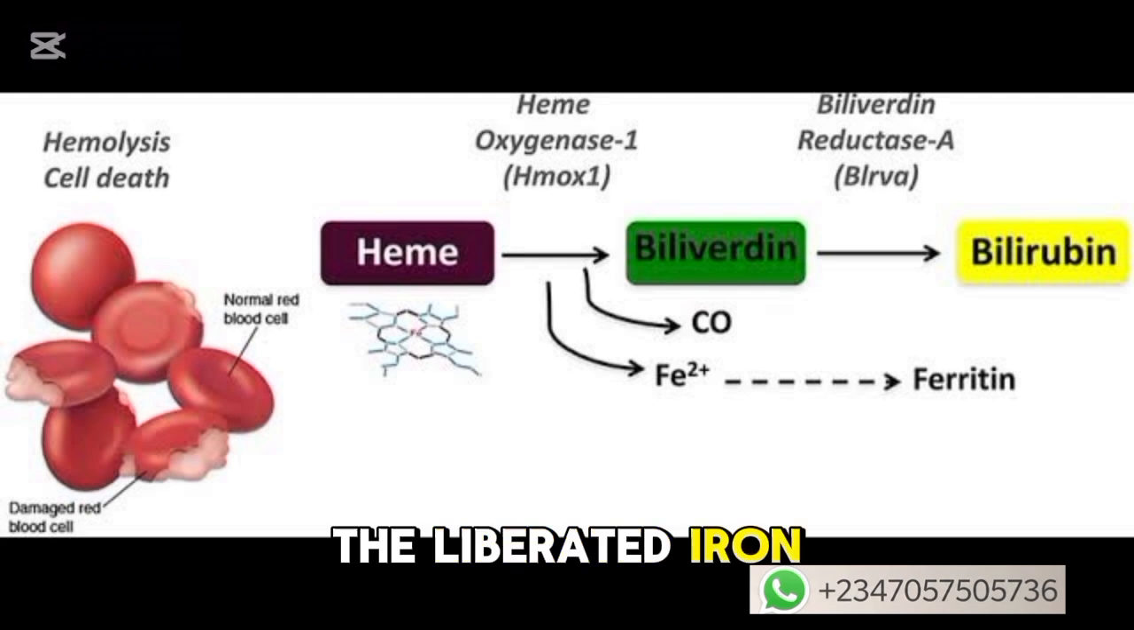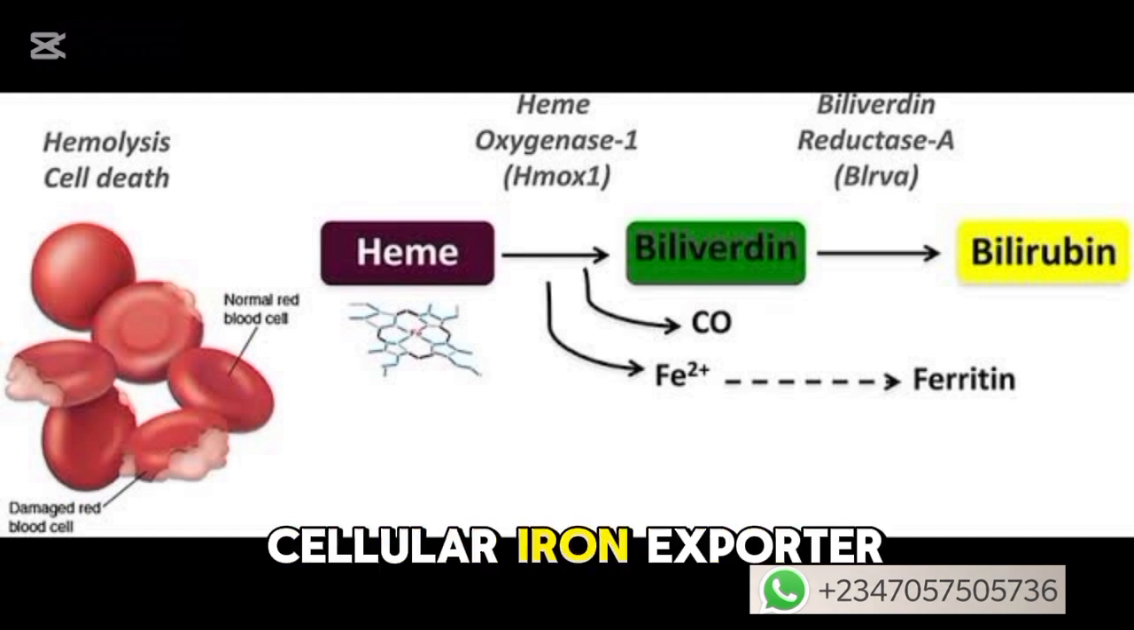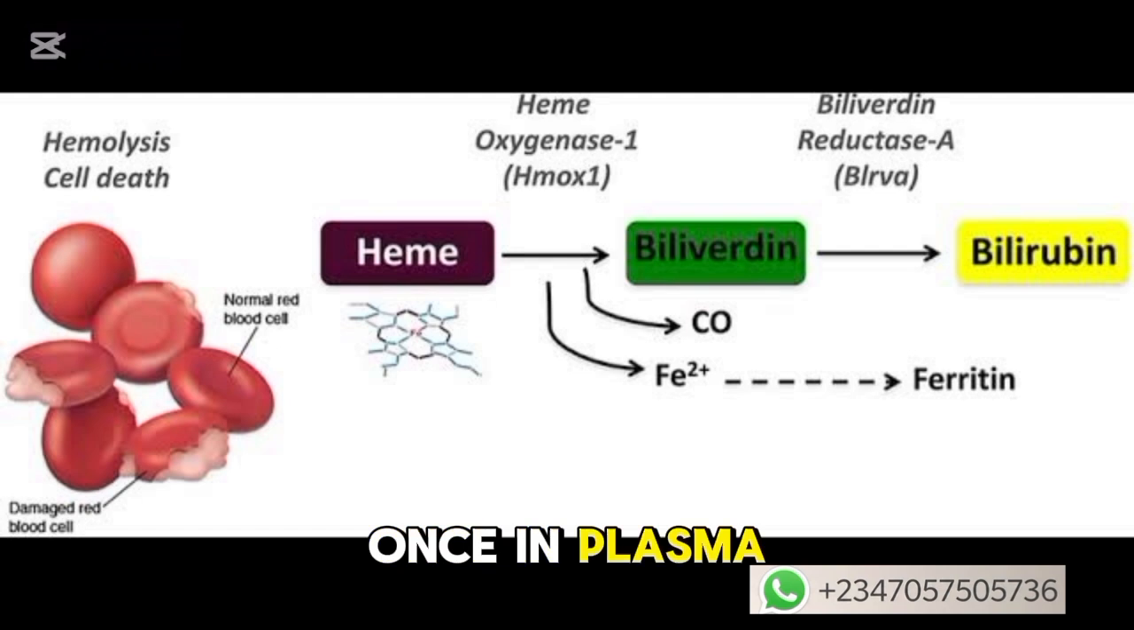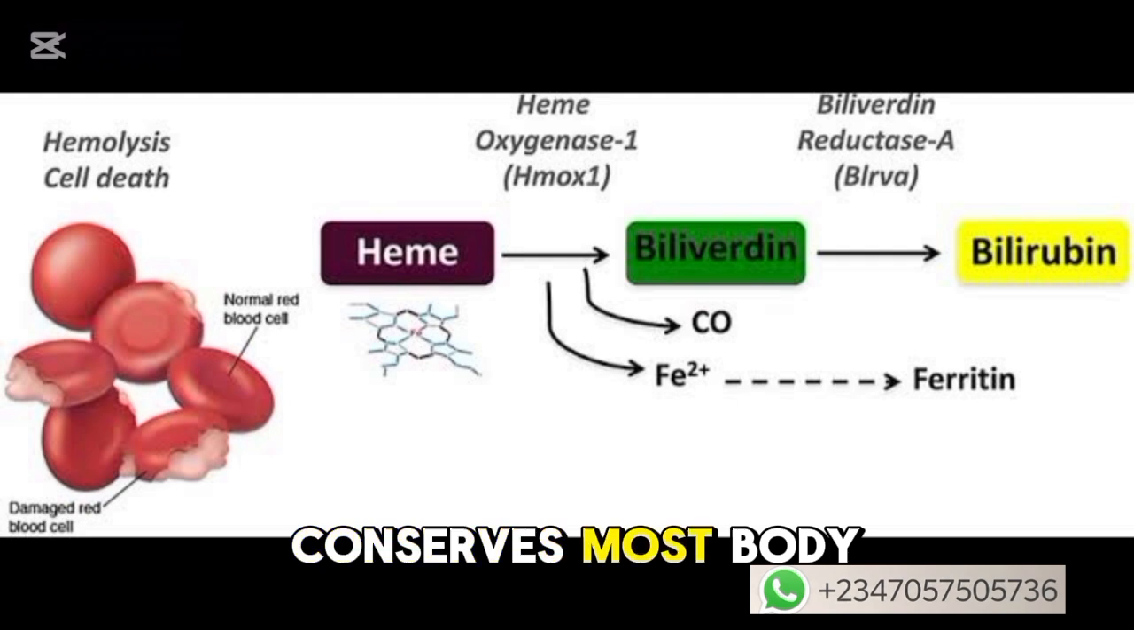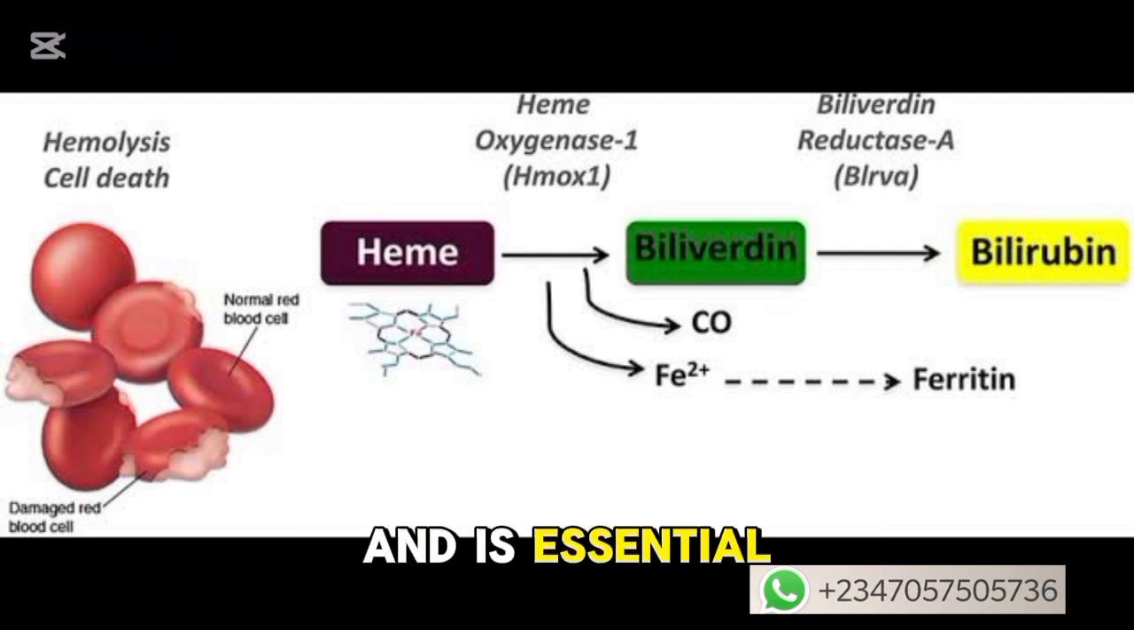The liberated iron may be stored intracellularly as ferritin or exported into the circulation via ferroportin, the only known cellular iron exporter. Once in plasma, iron binds to transferrin, which transports it primarily to the bone marrow for reuse in hemoglobin synthesis. This recycling system conserves most body iron and is essential for sustained erythropoiesis.